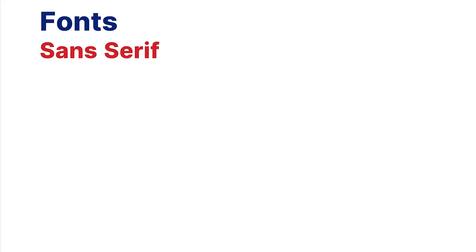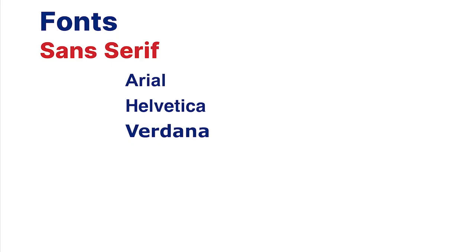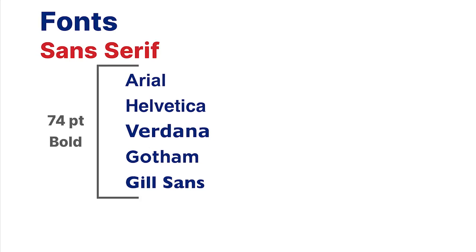So how do you select fonts? Most institutions recommend using sans serif fonts, such as Arial, Helvetica, or Verdana, but you could use many other fonts. I'm including Gotham and Gill Sans in our sample. These are all 74-point bold, but you'll notice their visual height and width vary. The Verdana appears bolder and larger, but they're all 74-point bold. Be mindful when choosing a font.